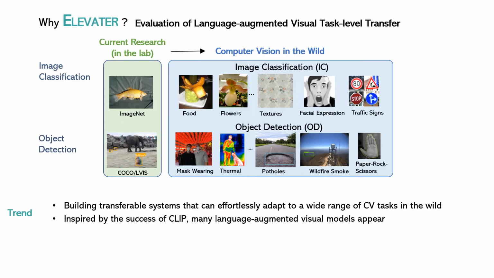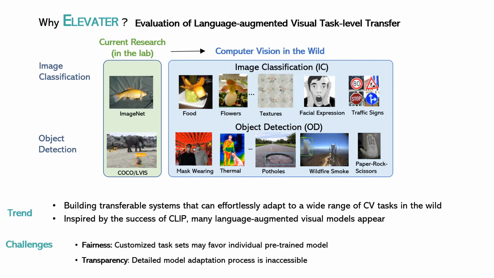With recent vision language models like CLIP, it is possible to build computer vision systems that can not only perform well on standard IC and OD datasets, but can also easily transfer to many other real-world scenarios. However, it has several challenges in measuring their performance in the wild. Different models may report results on different datasets, and model adaptation details are often not fully available. To better ensure fairness and transparency, we built a platform with diverse computer vision tasks and an easy-to-use toolkit, Elevator.